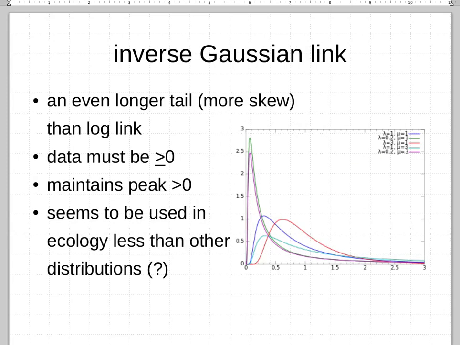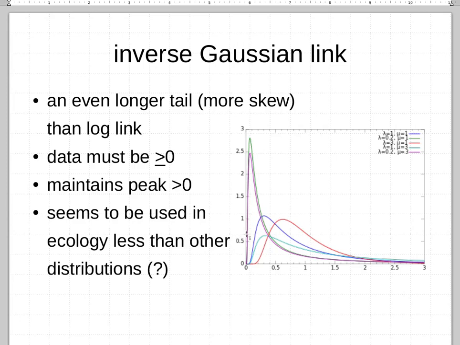This one is called the inverse Gaussian link. I haven't seen this one used as much in ecology, but it looks like it might be somewhat useful, where it has this kind of a very skewy distribution again. It can peak quite highly over here and have quite a strong skew. Again, you can change the settings to be able to obtain more or less of that skew.